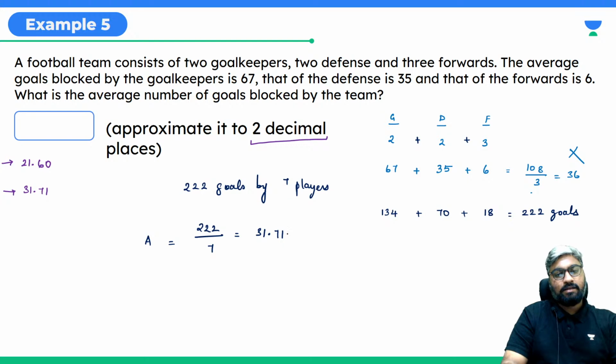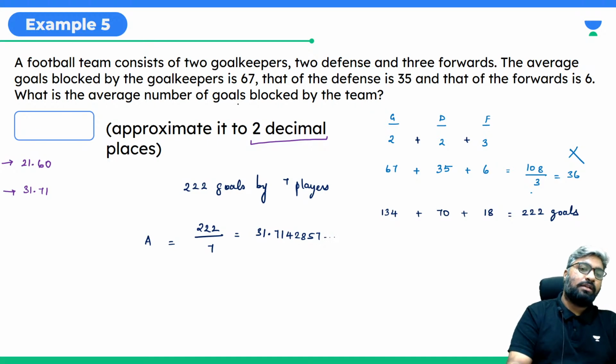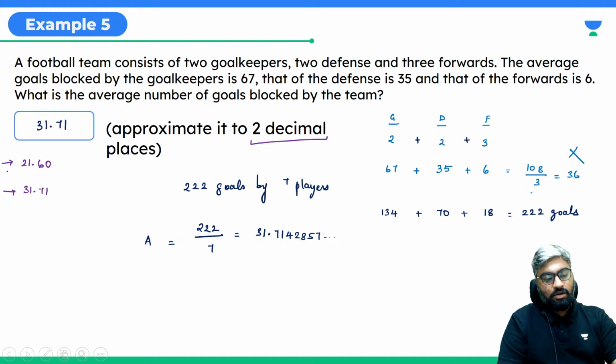Yes, it will keep going on. 31.71, 4, 2, 8, 5, 7, so on. Yes, but we want only approximated it to 2 decimal places, so it will become 31.71. Got it, everybody?